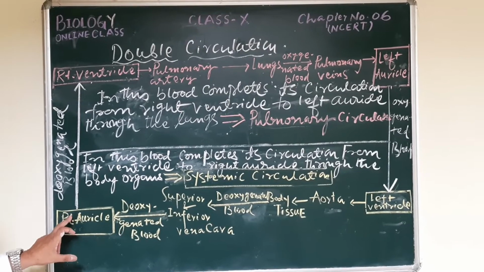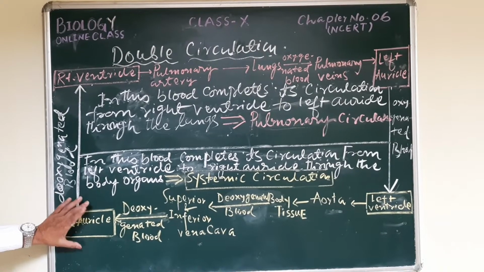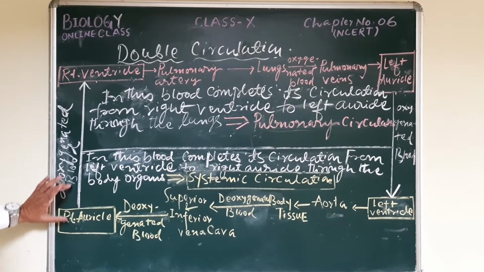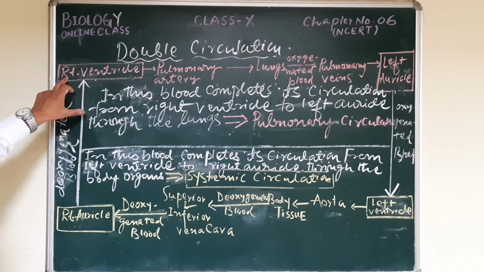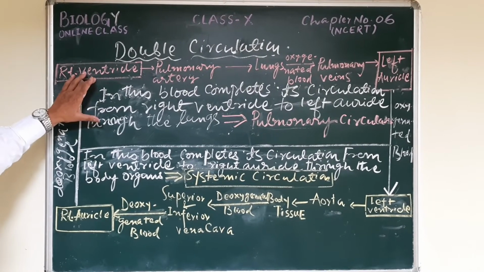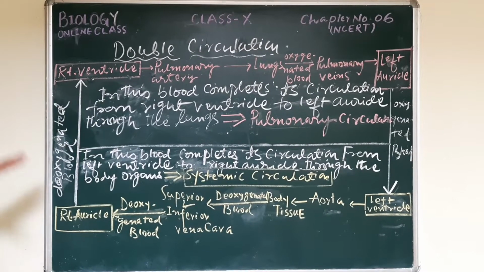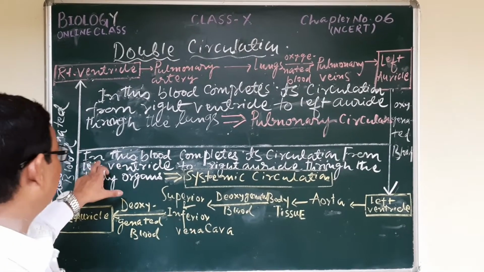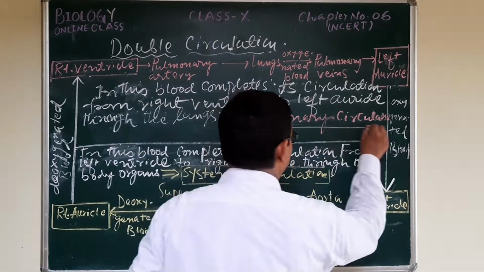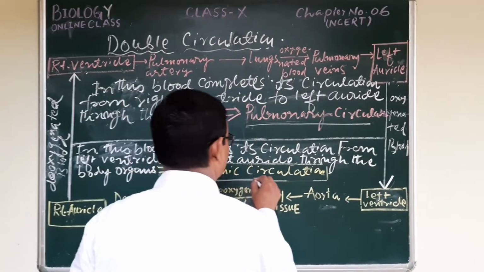That is within the right auricle. Now what is the nature of the blood? It is the deoxygenated blood, and this deoxygenated blood will now go from the right auricle to the right ventricle. In this way the double circulation will be completed. That is why it is distributed into two parts, the pulmonary circulation and the systemic circulation.